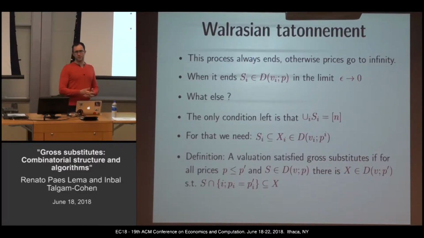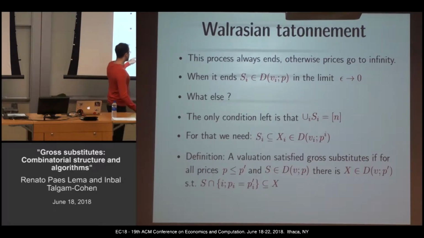So that's the definition of gross substitutes. A valuation is gross substitutes if for all vectors of prices p smaller or equal than p prime, if S was your favorite set at the lower prices, and now the prices increase, your favorite bundle contains the items that did not increase in price.